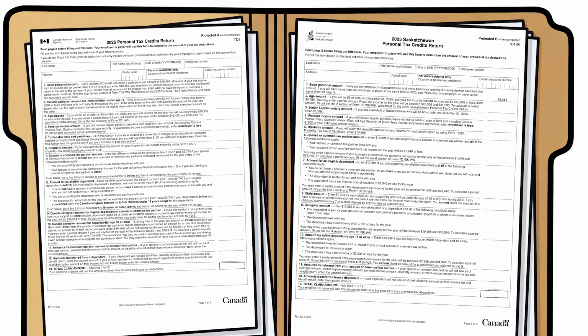Next, we have the TD1 and TD1 SASC forms if you're in Saskatchewan, or your appropriate provincial tax credit form. We will need both of those forms to determine how much income tax we are going to be withholding on your pension payment. You will complete your last name, first name, date of birth, mailing address, and social insurance number. If you're not a permanent resident, complete your country of permanent residence. You do not need to worry about the employee number.